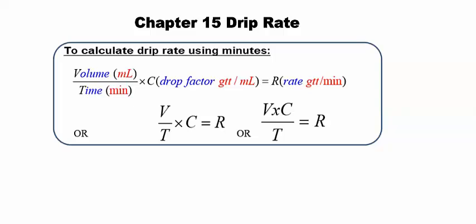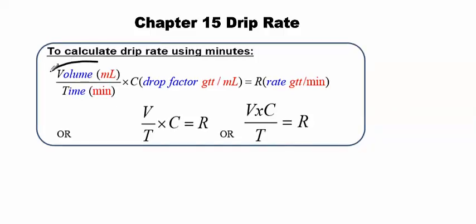This video is for Chapter 15 of MTB 1370 when we are calculating drip rate from a manually regulated IV. In order to calculate drip rate, we are going to use the formula volume in milliliters divided by time in minutes, and then multiply that by the drop factor, or some people call the calibration, which is in drops per milliliter. So a few key things about the formula.